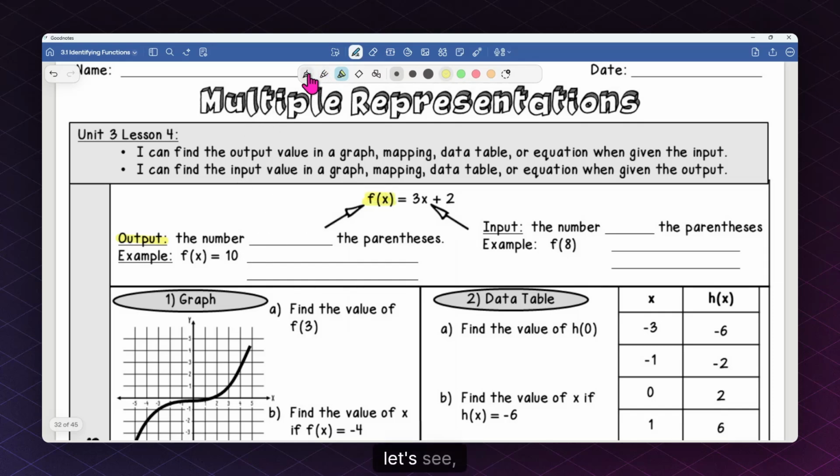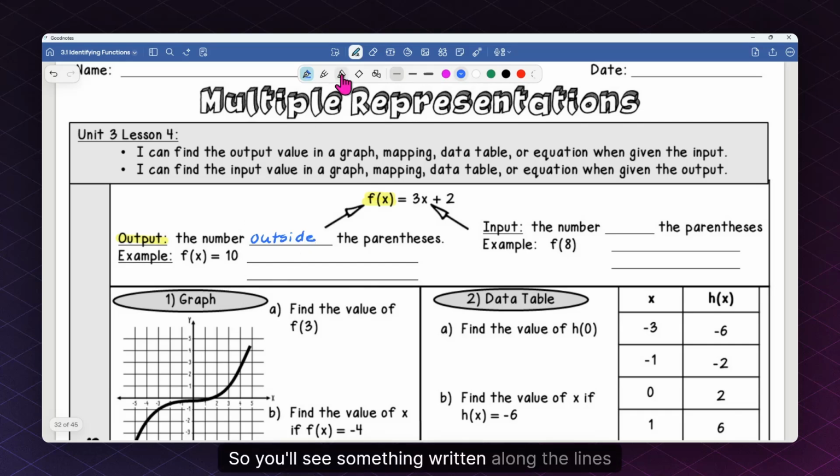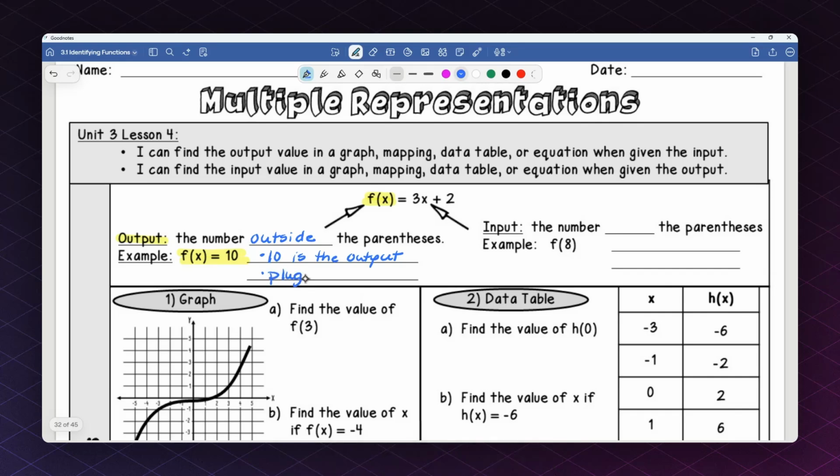Let's write some notes about that. It's going to be the number outside the parentheses. So you'll see something written along the lines of f of x equals 10. What this means is that 10 is the output. And what you would do is, we can put a little bullet there, we can plug in 10 for the f of x.